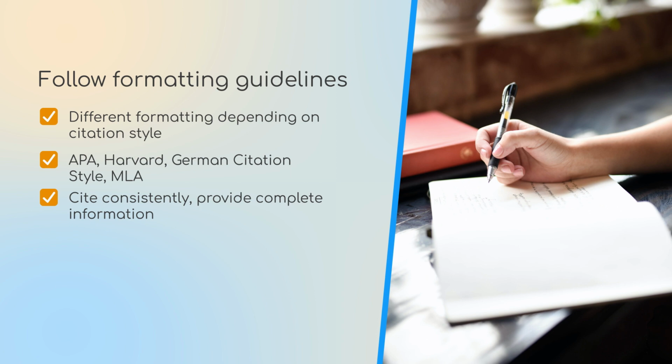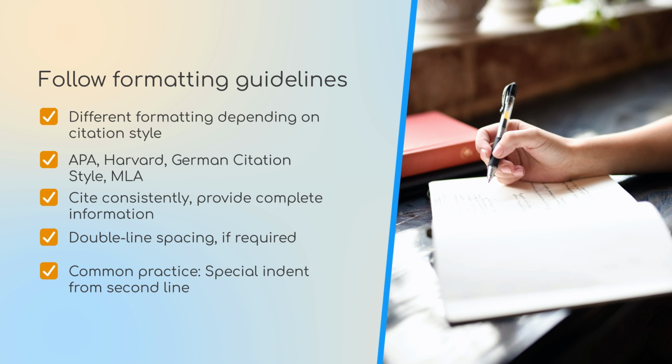In addition, there are differences in the formatting of line spacing in the reference list. While double line spacing is mandatory for the citation style according to the APA guidelines, there is no requirement in this regard for the Harvard and German citation styles. In addition, it is quite common in the styles mentioned to make a hanging indent from the second line of a source citation.